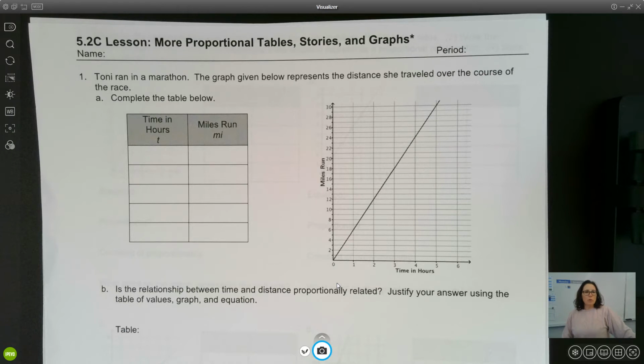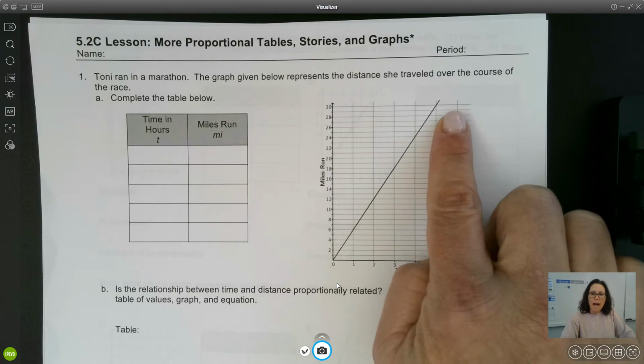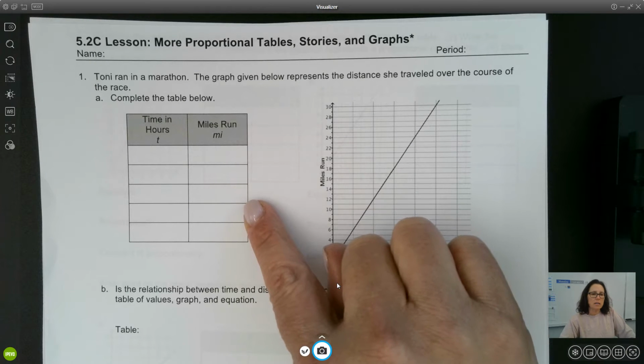Right, so 5.2C lesson, we're looking at proportionality with graphs and tables, and then answering some questions from those graphs and tables. So number one, Tony ran in a marathon. The graph given below represents the distance she traveled over the course of the race. Complete the table below. Okay, so this time, notice that we're given the graph and the table's empty.